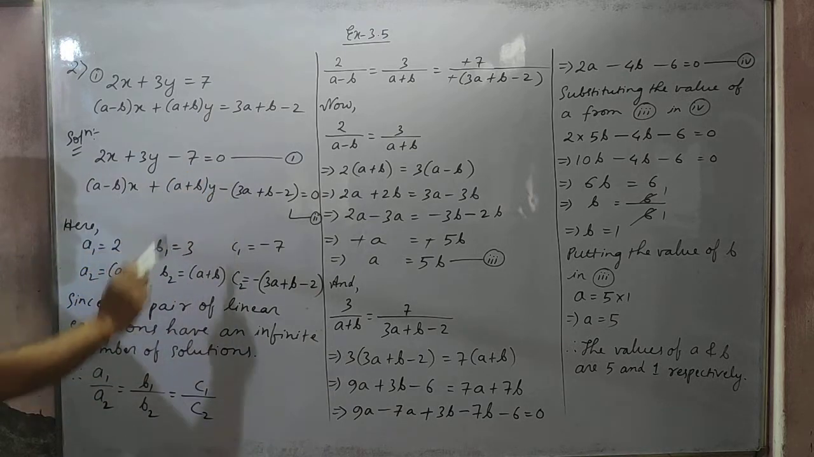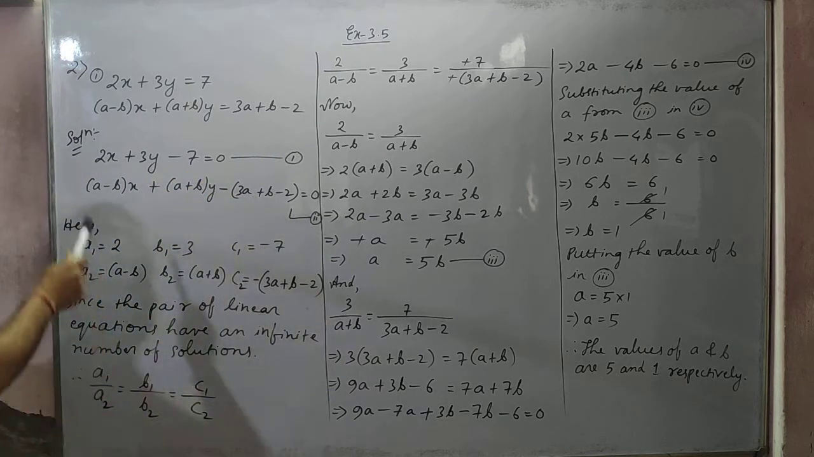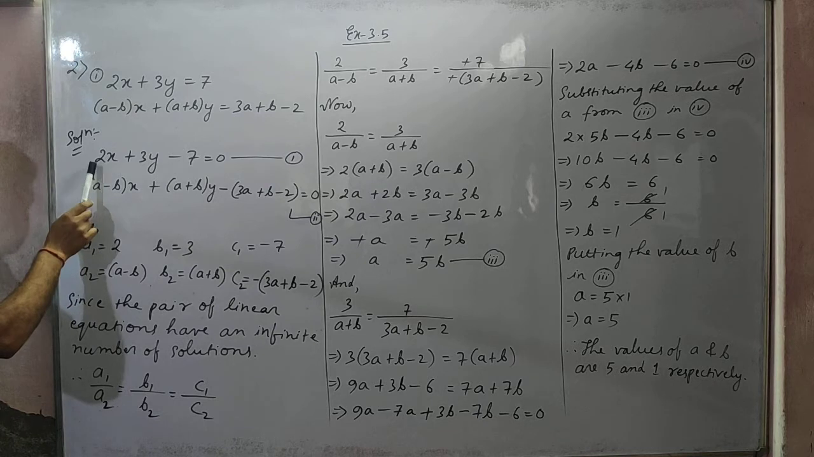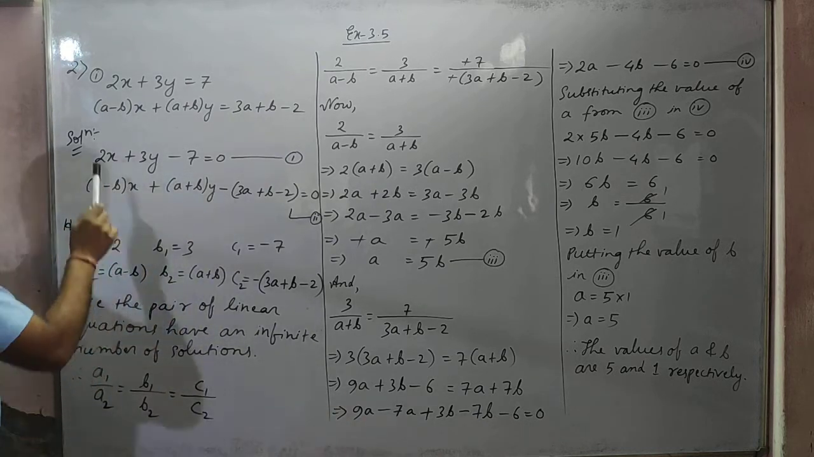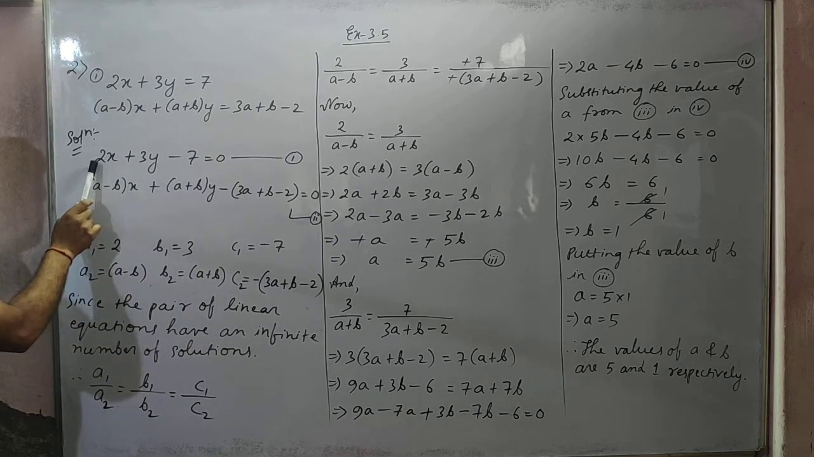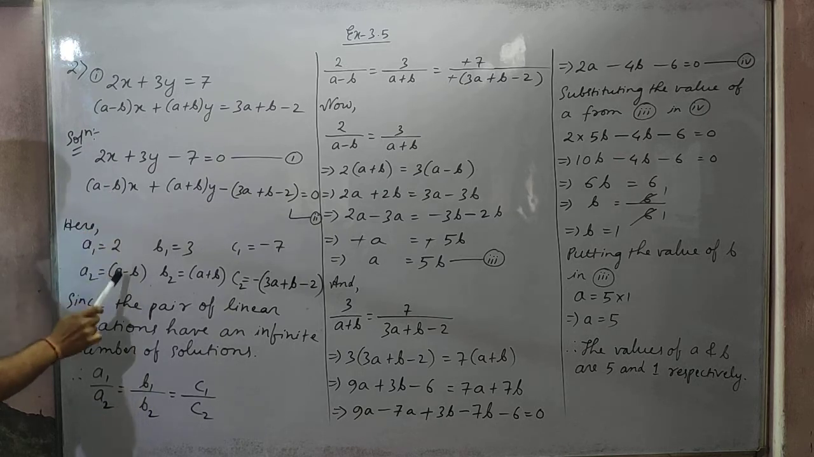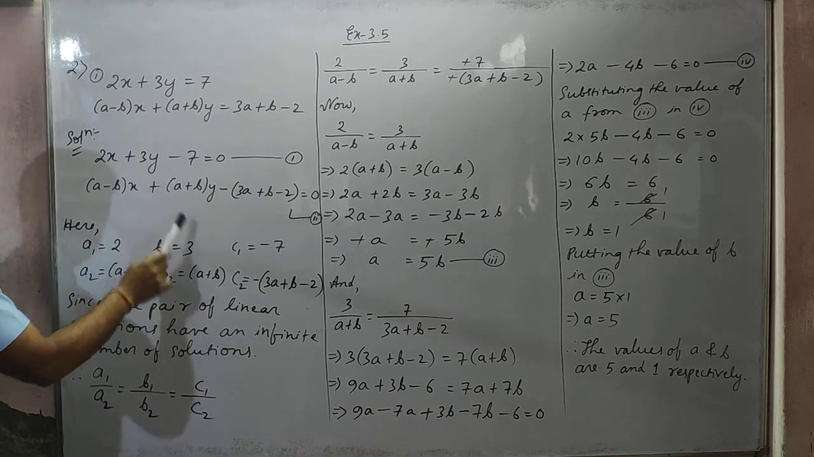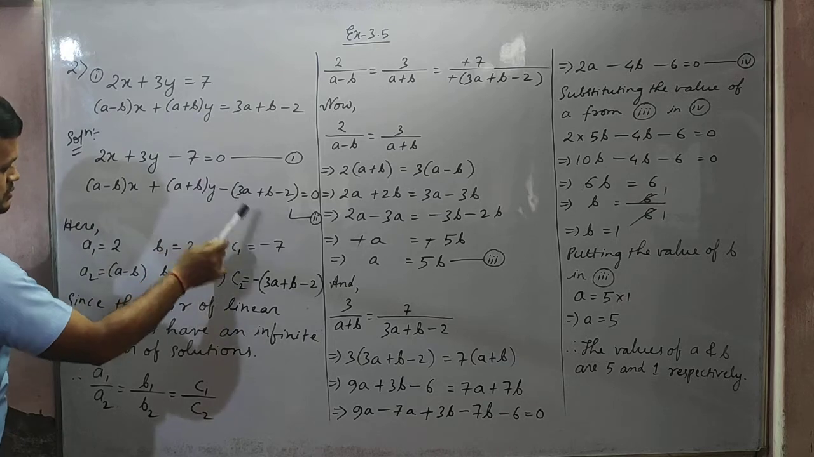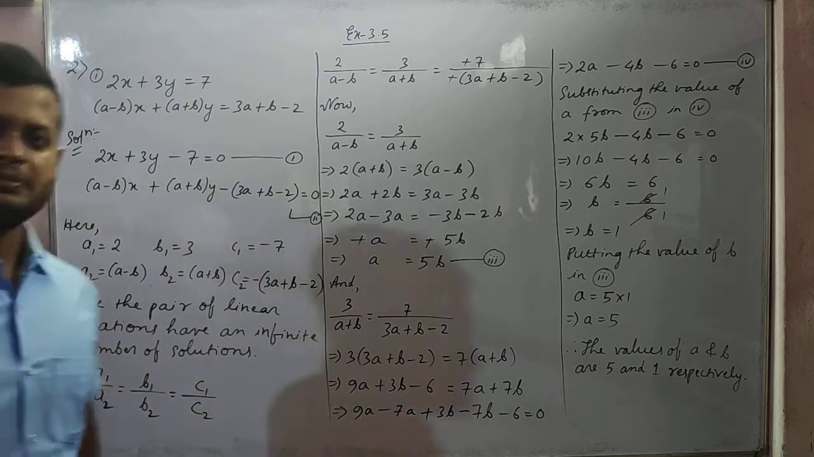This one is 1 and this one is 2. Now this one is a1 and this one is a2, isn't it? a1 is how much, students? a1 is 2, isn't it? See here, this is a1, so a1 is 2 and a2 is a minus b. b1 is 3 and b2 is a plus b. c1 is minus 7 and c2 is minus 3a plus b minus 2.